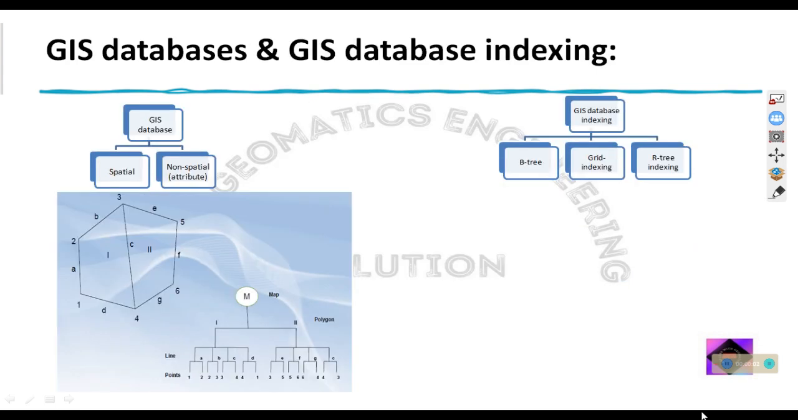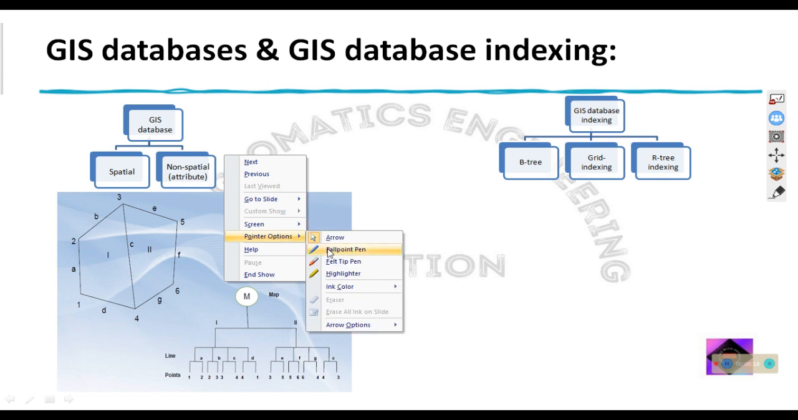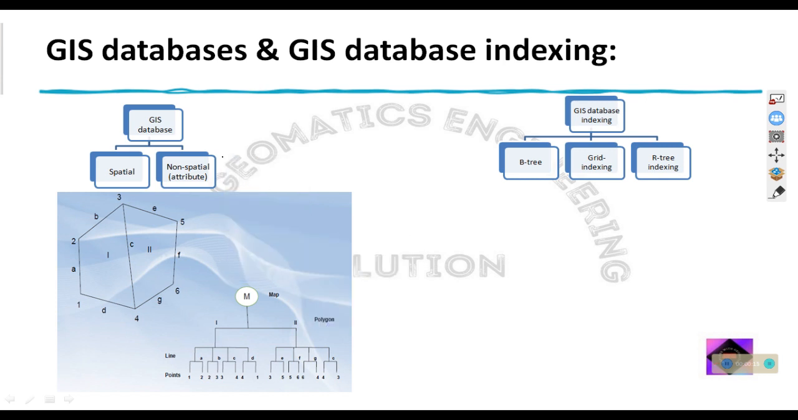Now let us see the GIS database structure and GIS database indexing. A GIS database can be divided into two types: the spatial database, and the non-spatial one, which is actually the attribute database.